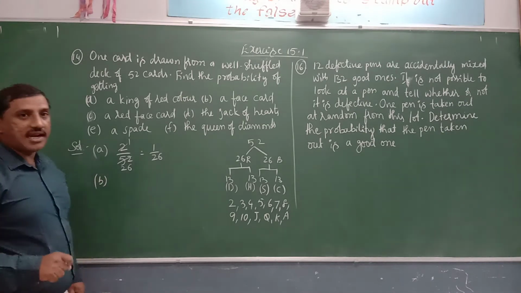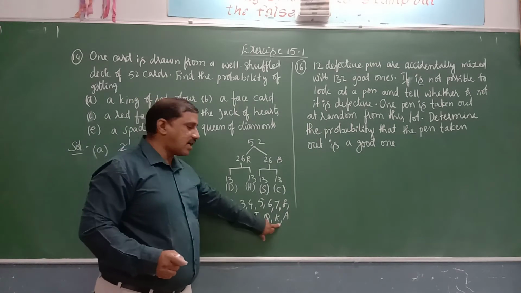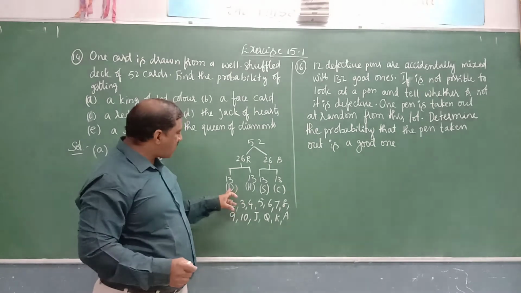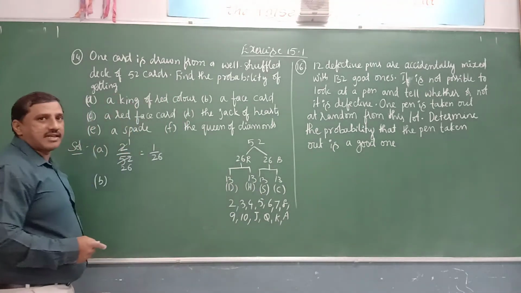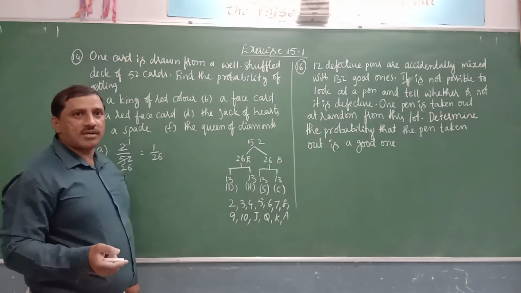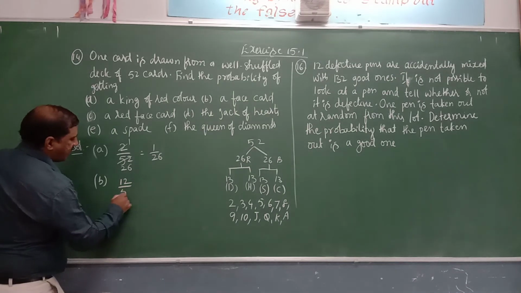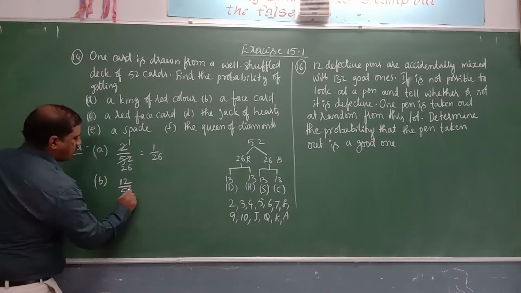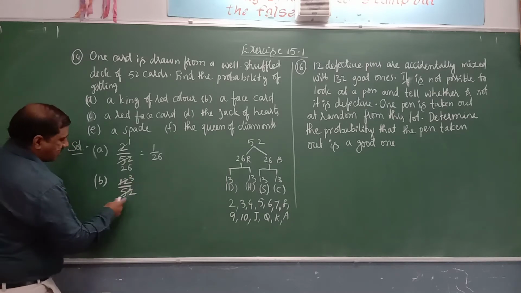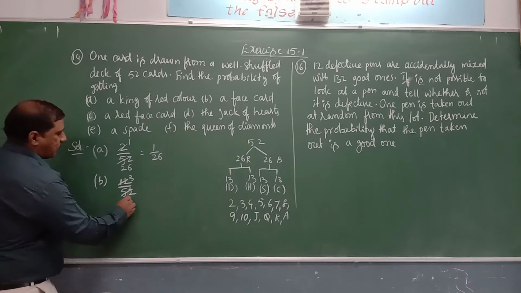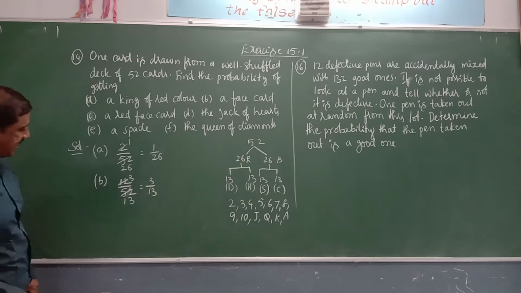Now B. A face card. I told you jack, queen and king: these 3 cards are known as face cards. And 3 cards are there from each of diamonds, hearts, spades and clubs. Total 3 plus 3 plus 3 plus 3, that is 12 cards. So 12 divided by 52. 4 threes are 12, 4 thirteens are 52. That is 3 by 13 we got for a face card.